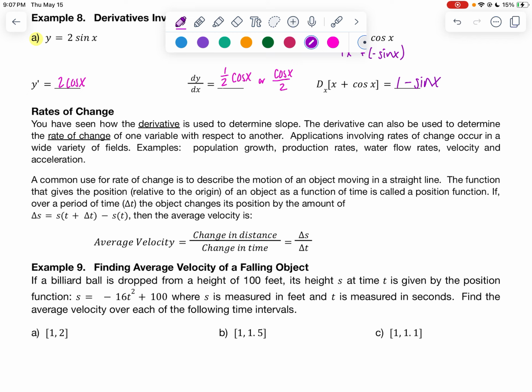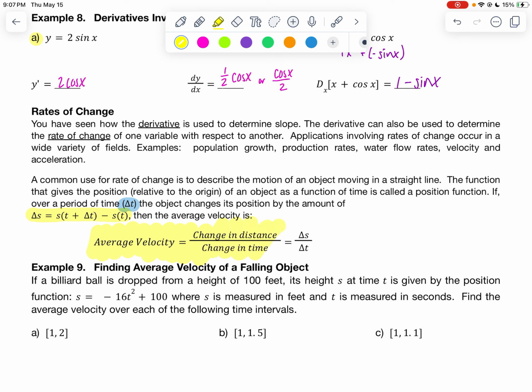A common use for a rate of change is to describe the motion of an object moving in a straight line. The function that gives the position of an object as a function of time is called a position function. If over a period of time, in this case delta t, the object changes position by an amount delta s, we get delta s is equal to s of the quantity t plus delta t, minus s of t. And it's talking about the average velocity.